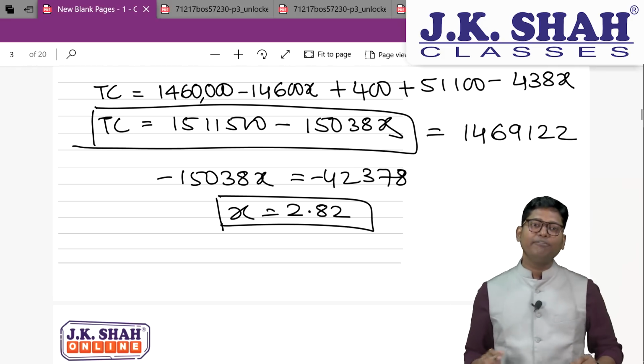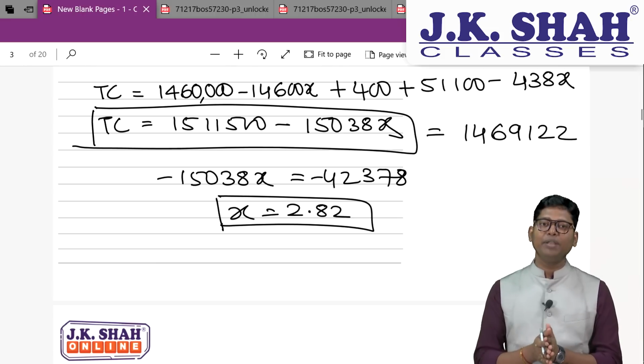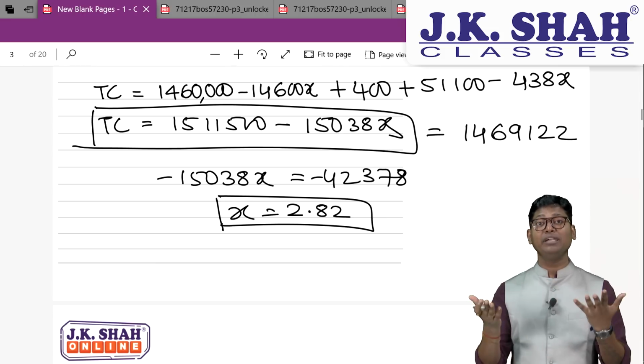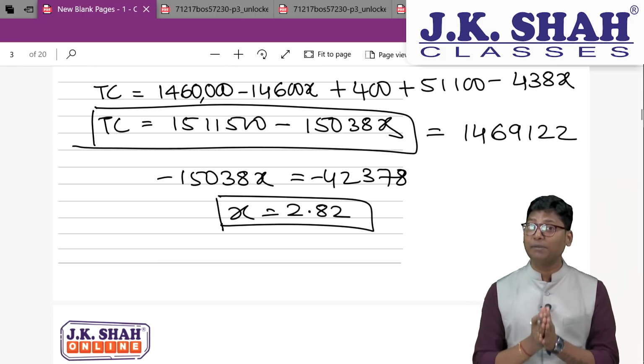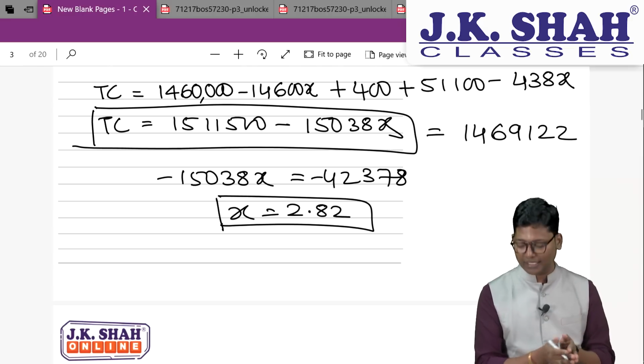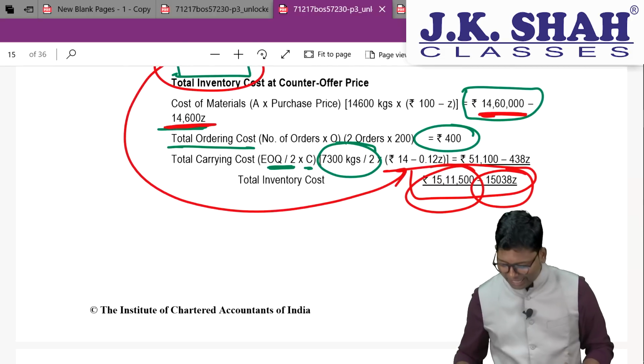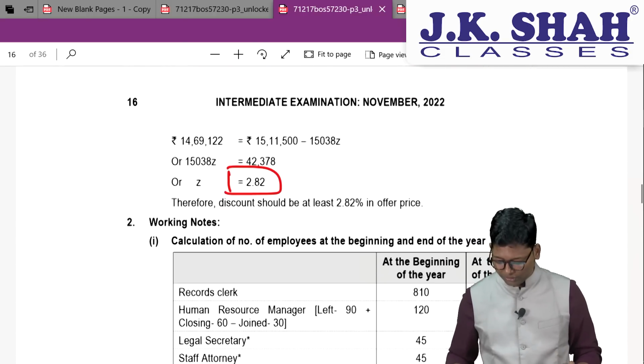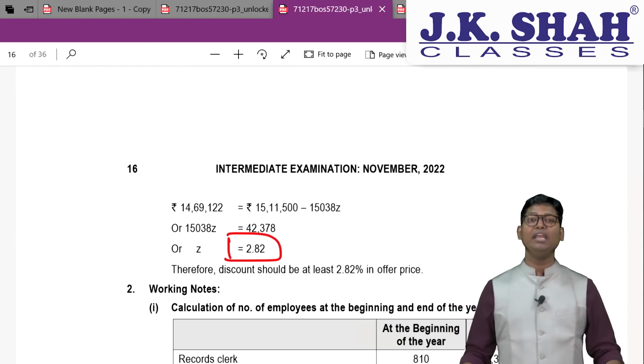If the supplier is offering you 3% discount, you should accept the proposal. If the supplier offers you 5% discount, you should accept the proposal. But if the supplier offers you less than 2.82% discount, then the offer is not to be accepted. And this is the entire discussion of your question number 1, which was very, very important.